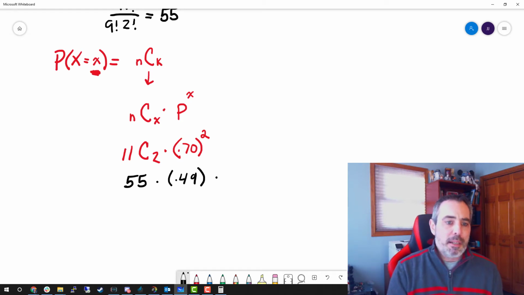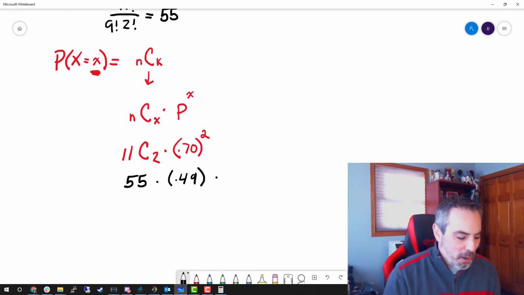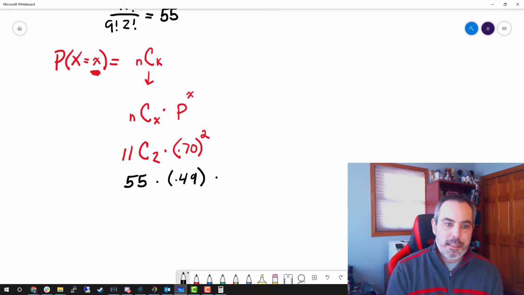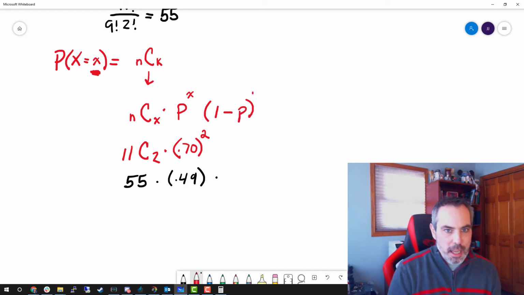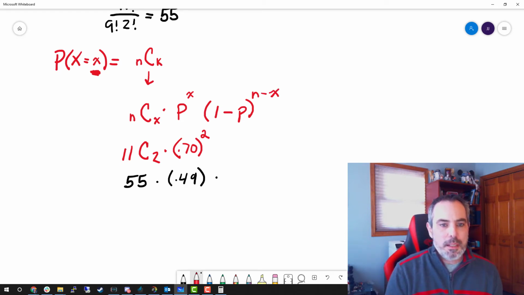right? But I also have to include all of the insects that didn't die. Like, what's then the probability of that? So the rest of this formula, 1 minus p to the n minus x power. So what is that saying? 1 minus p is basically saying that if there's a 70% chance that an insect dies, there is going to be a 30% chance that an insect lives.